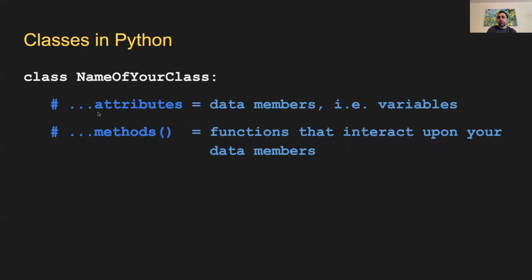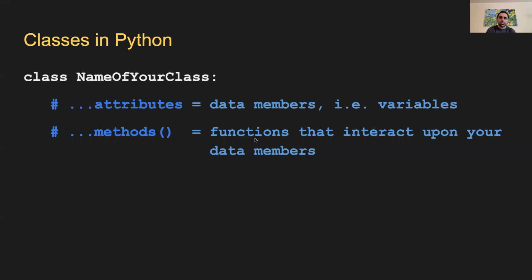We talked about there's two main items that you'll find in a class. One is attributes, which are just data members, also known as variables inside your class. And we have methods. We use the words method and function kind of interchangeably. In Python, functions are standalone functions that take in inputs and give outputs. When you have a function inside of a class, those are known as methods.